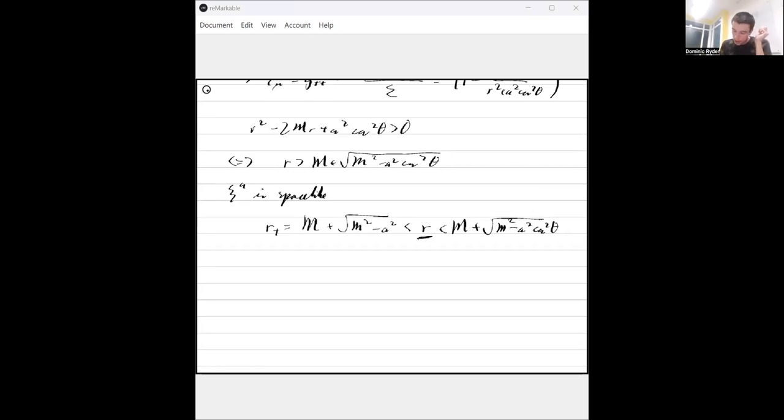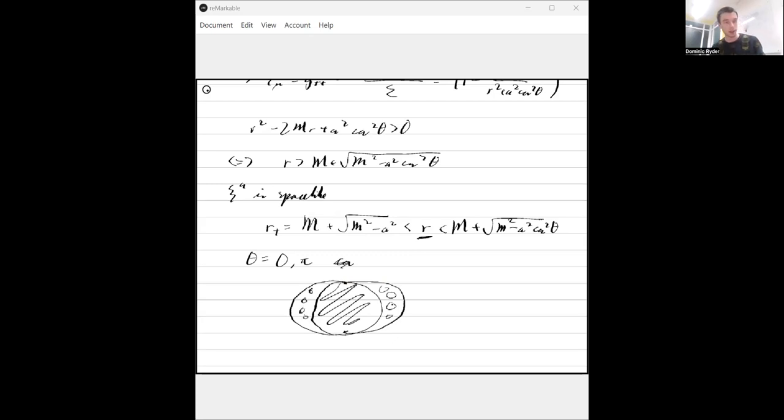I mean, clearly when theta equals 0 or pi, then this term vanishes. And so at the poles of our black hole, we don't have an ergo region. So if this is our black hole, the ergo region looks like that. Great. And so here we have a space-like Killing vector field.